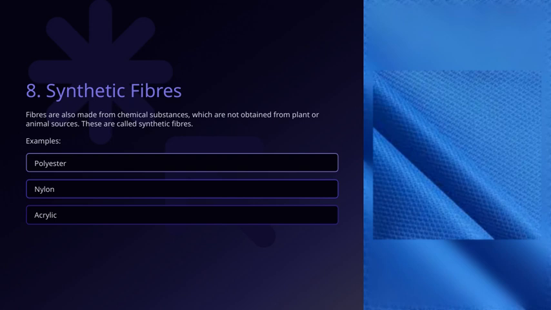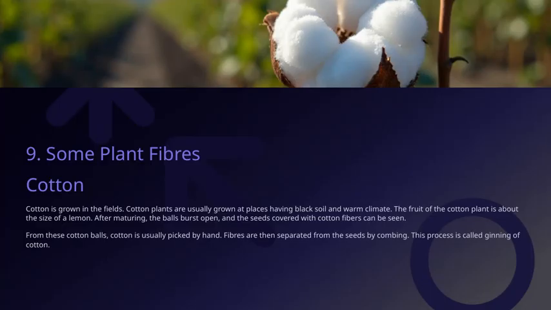Connecting this to our overall theme, synthetic fibers have revolutionized the textile industry by providing versatile and cost-effective options for clothing and other materials. They demonstrate how scientific advancements can lead to innovative materials that meet various needs in our daily lives. Now let's talk about cotton, one of the most common plant fibers.